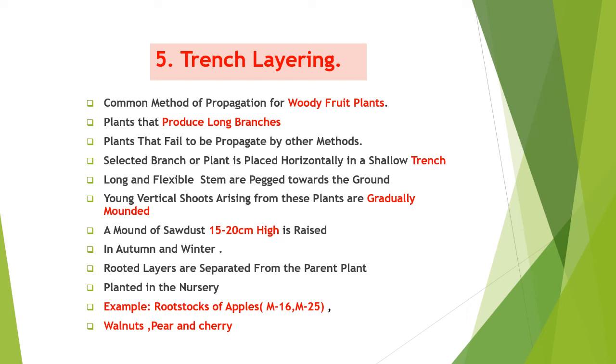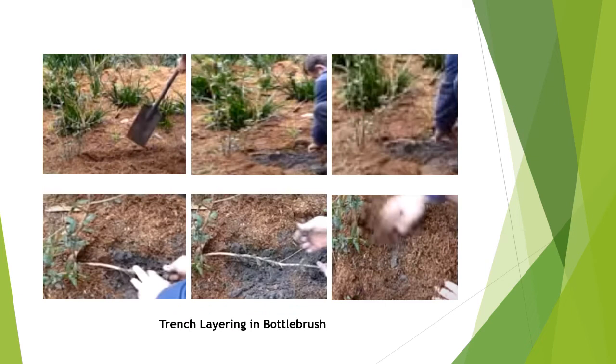As the name signifies, the trench, you are putting the branch in a trench or a hole. So you are making a simple trench here. This is the plant, and then you are taking one of the branches down into it, covering it and making a peg. With a peg, you are attaching it to the soil, and this hole is then covered with the soil.